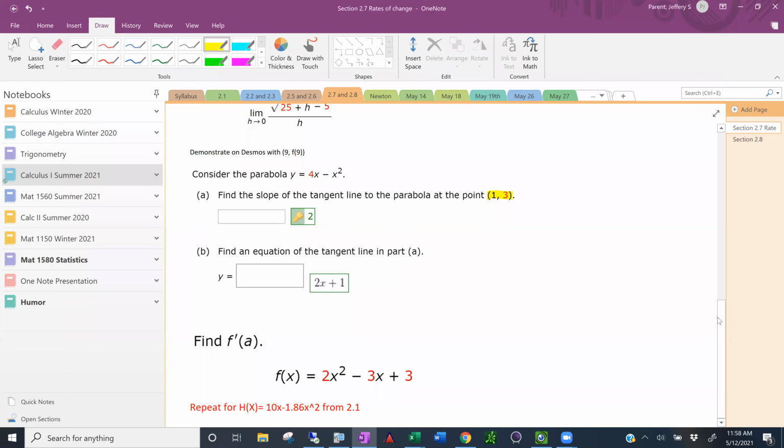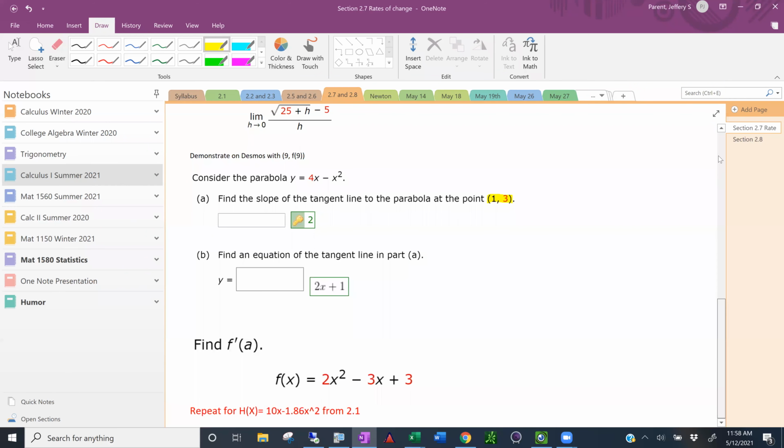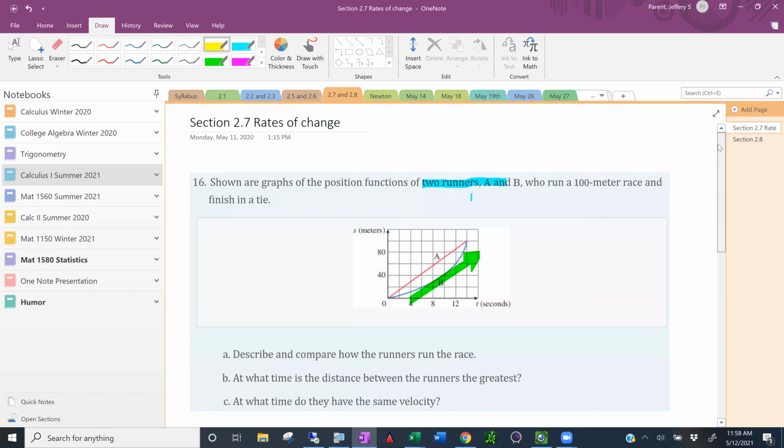All right. I think we're good here. Any comments or thoughts to wrap things up in section 2.7? All right. Let me pause things here.